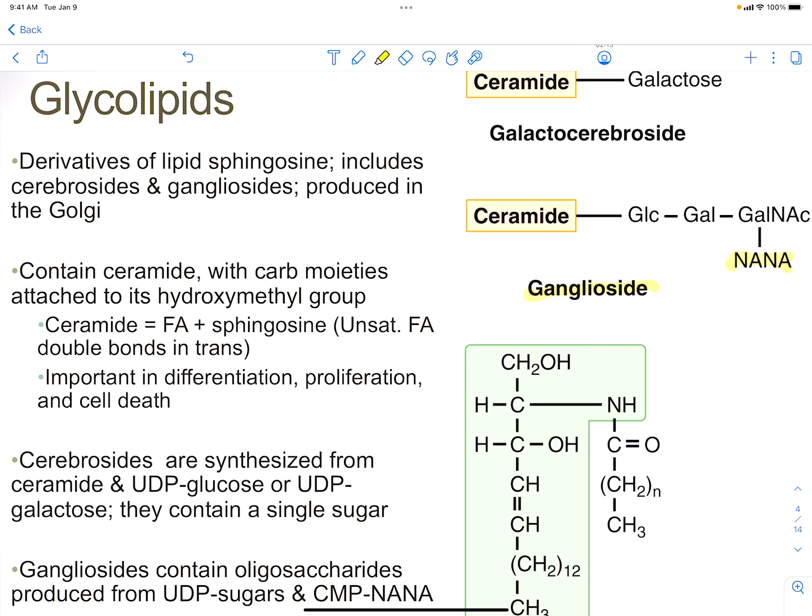They're all going to contain ceramide, and ceramide is basically a fatty acid plus a sphingosine. Sphingosine is going to be an unsaturated fatty acid, and these again are going to be important for signaling for differentiation, proliferation, etc. Our cerebrosides are synthesized from ceramide and UDP glucose or UDP galactose, and they are going to contain a single sugar. So here's a galactose cerebroside, has ceramide plus galactose, for example. Gangliosides are going to be a little bit more elaborate, UDP sugars and CMP-NANA.